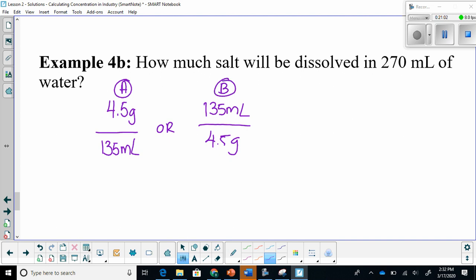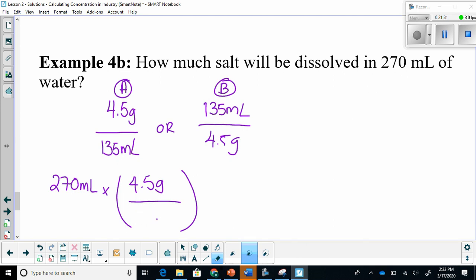Now it's asking us how much salt will be dissolved in 270 milliliters of water. So what we're going to do is start with our known 270 milliliters of water, and then do unit analysis using one of these ratios. I am going to select ratio A because it will allow me to cancel out the milliliters and keep the grams.